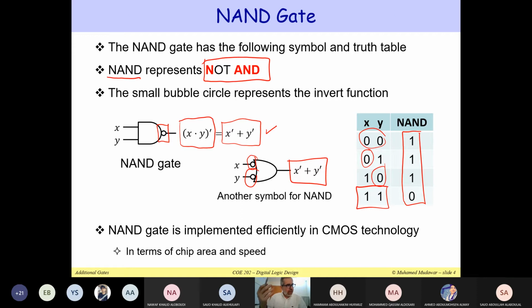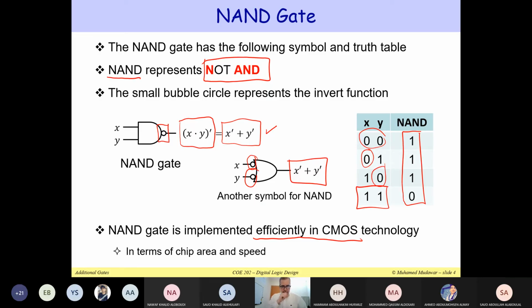So you can draw an OR gate with inverted inputs, and you can think about it as a NAND gate. Now, why do we have the NAND gate? Because NAND itself can be implemented very efficiently in the CMOS technology, the complementary metal oxide semiconductor technology, which is used today in the design of digital circuits and digital systems. So it's very efficient in terms of chip area and speed.